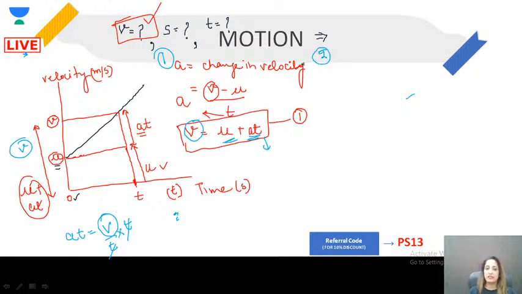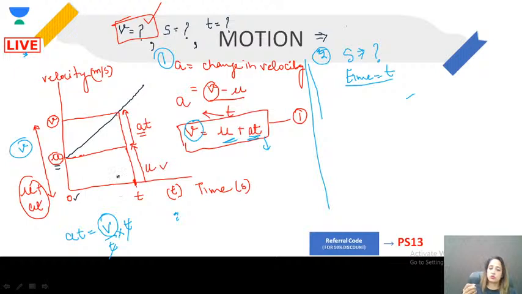Now let's do the second equation. Let's say the examiner wants us to calculate the distance, the value of s, or the displacement, over a period of time t. That is what we have to do. Over the period of time t, we have to calculate the total displacement. What will be the formula for that? We have to talk about it. Okay, so let's do it.